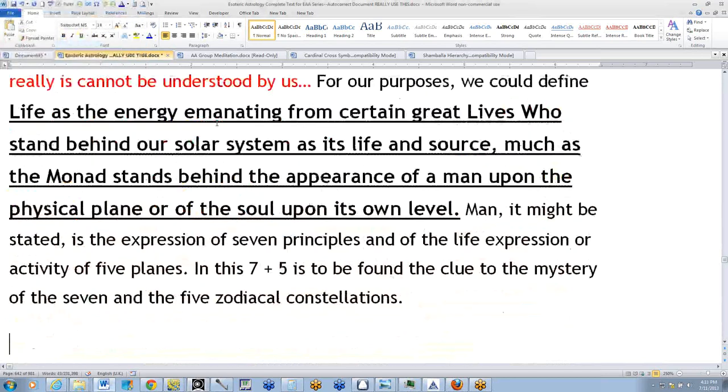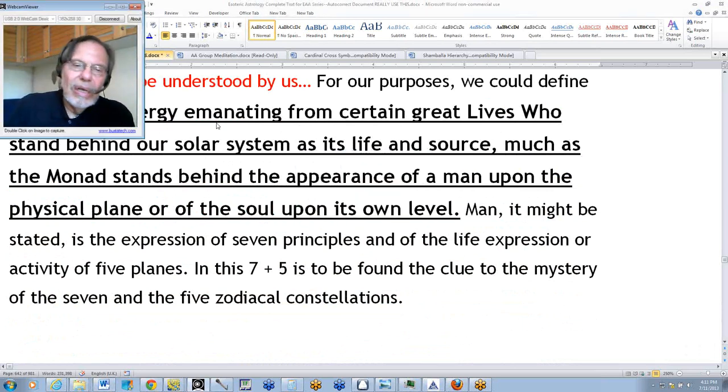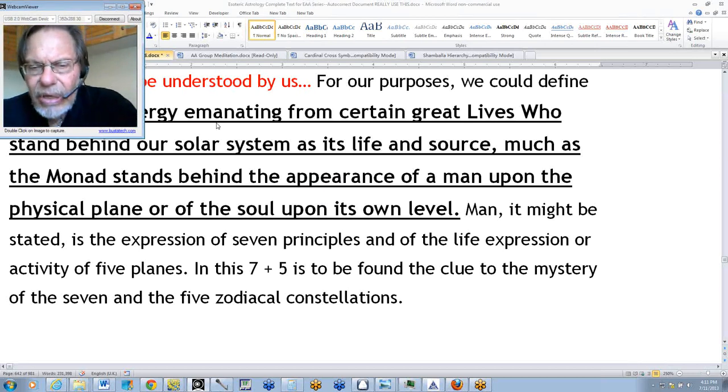Man, it might be stated, is the expression of 7 principles and of the life expression or activity of 5 planes, 2 of which are superhuman and 3 of which are more human. The lower 3 with Atma and Buddhi being superhuman. And when a master focuses in Atma, he is still a man, though a Chohan is not. So on the 5 planes, the being characteristic of the 5th plane and the 5th initiation is still a man. But the being who expresses primarily through the 6th or 2nd, i.e. the monadic plane, is not any longer considered to be a man.